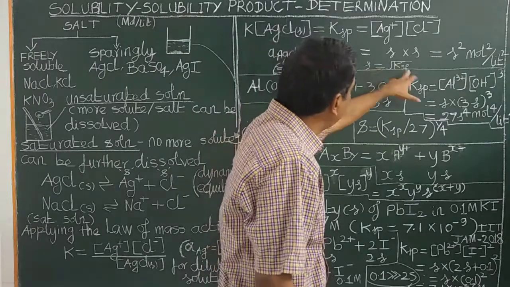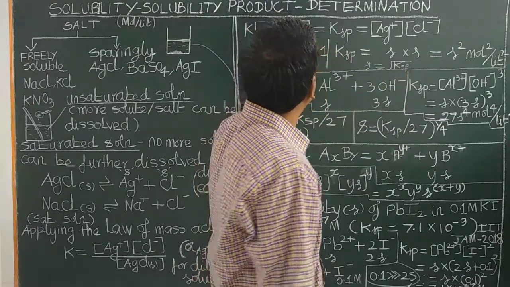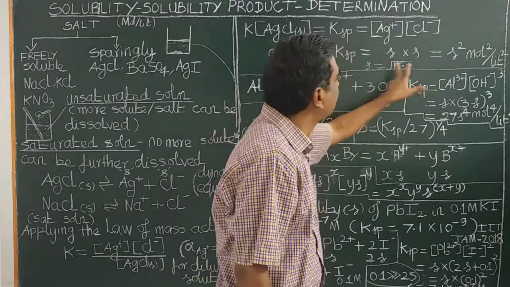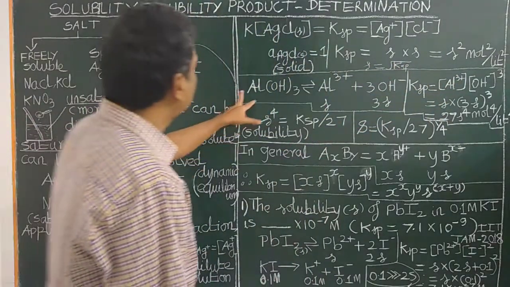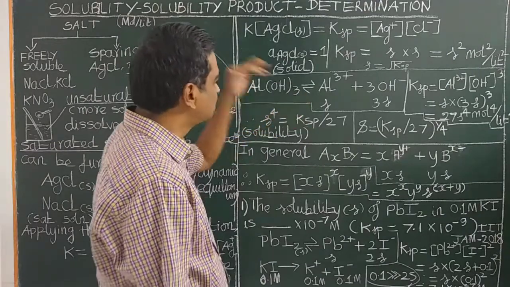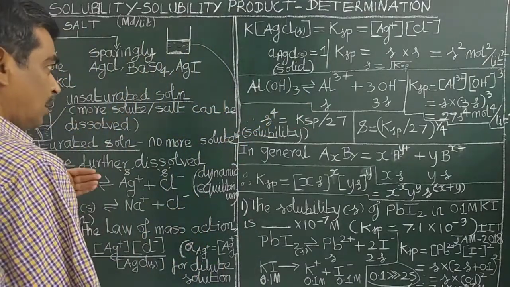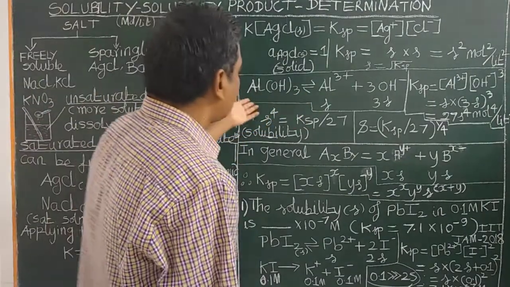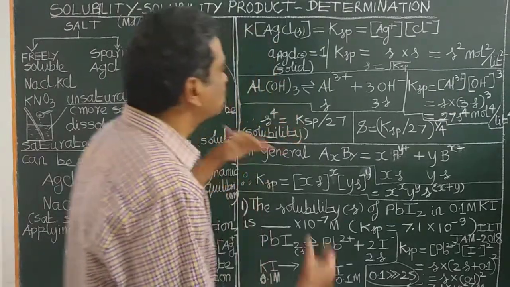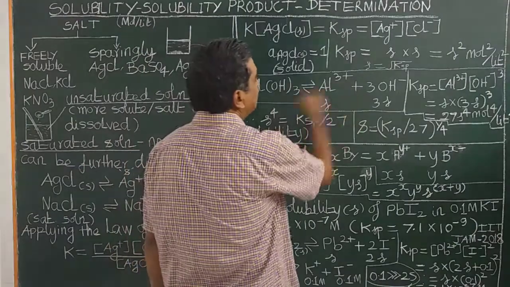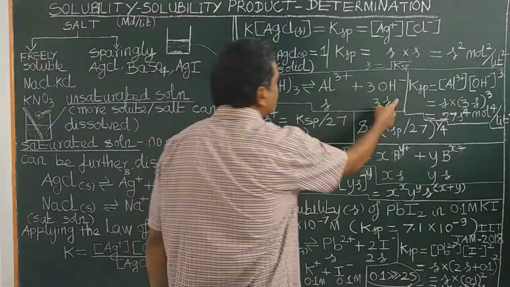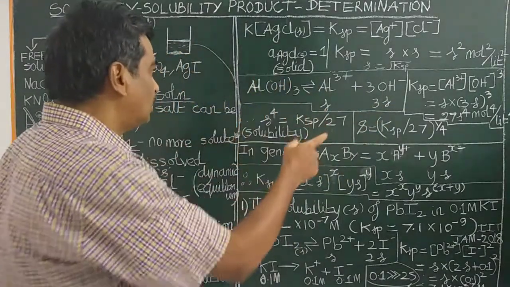Then the solubility of the salt, the solubility of silver chloride, can be calculated by taking the square root of the solubility product. Let us consider another example, aluminum hydroxide, which is a sparingly soluble salt and a weak electrolyte. Only a part of the salt is soluble. Therefore, there is an equilibrium between the ions and the undissolved salt.